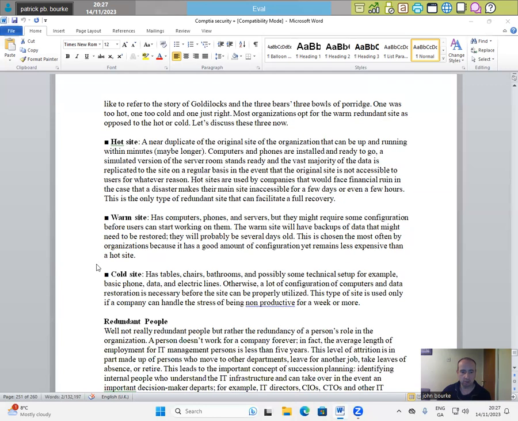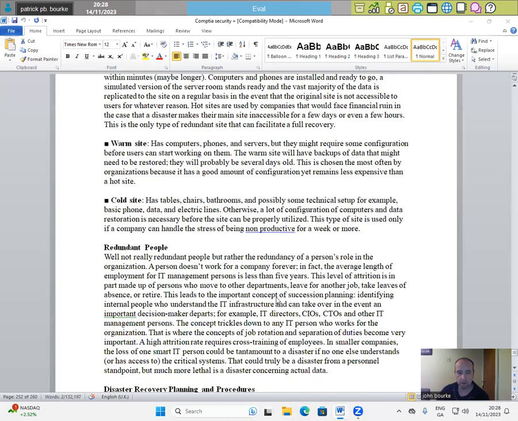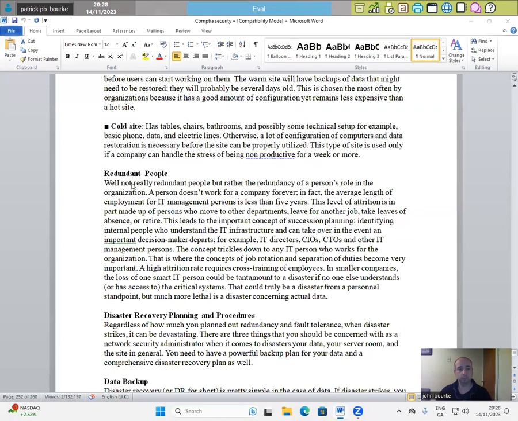Cold site: has tables, chairs, bathrooms, and possibly some technical setup, for example, basic phone, data, and electrical lines. Otherwise, a lot of configuration, computers, and data restoration is necessary before the site can be properly utilized. This type of site is used only if a company can handle the stress of being non-productive for a week or more.